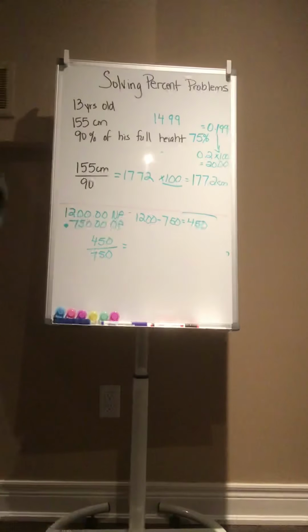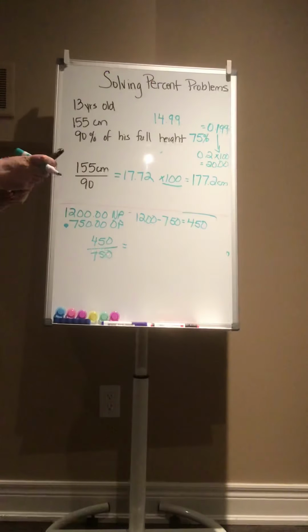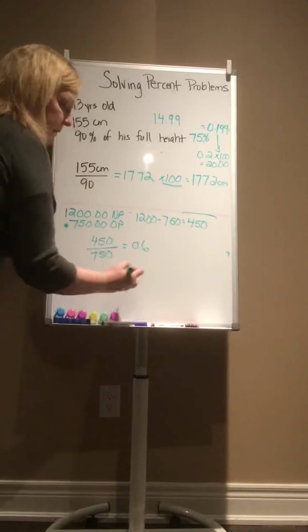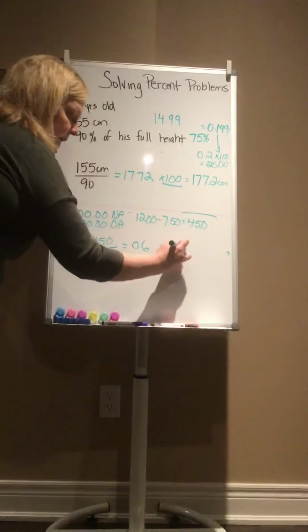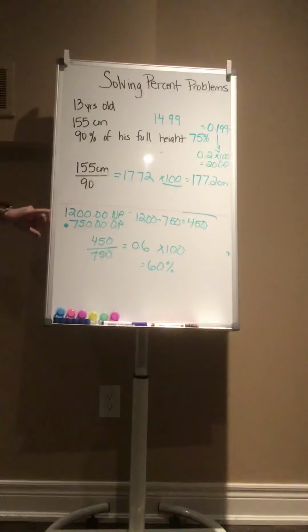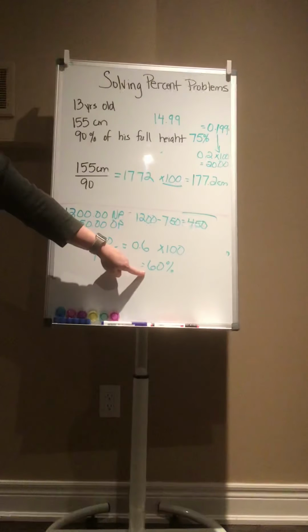And again, I'm going to grab my calculator, and I do 450 divided by 750 equals 0.6, times 100 to get that percent, and I get 60%. If Best Buy bought the TV from Sony for $750 and they sold it to me for $1,200, that means they marked up that price of the TV by 60%.